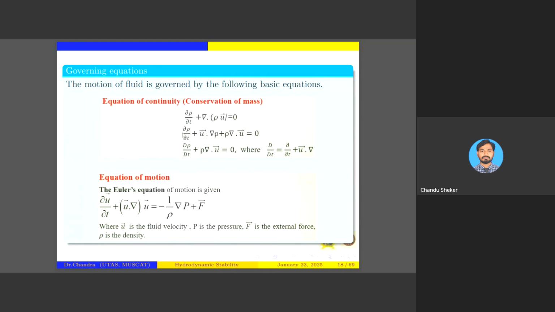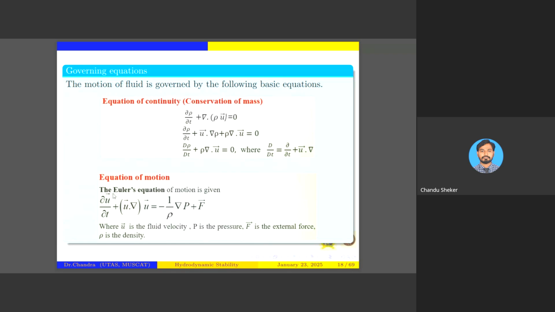Now, from the first two terms, we can write d by dt of rho. What is d by dt? It is obtained by combining these two terms: d by dt equals dou by dou t plus u bar dot del. So this gives dou rho by dou t plus rho into del dot u bar equal to 0. This is the equation of continuity which we are going to use.